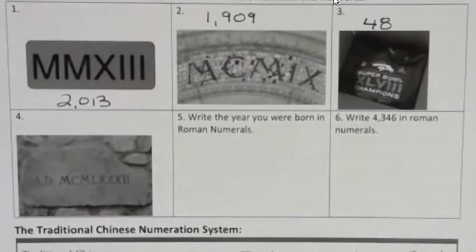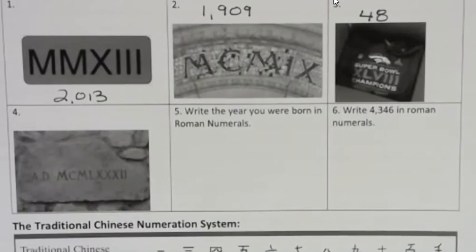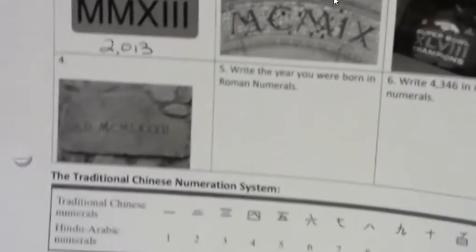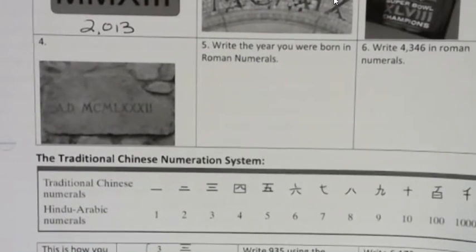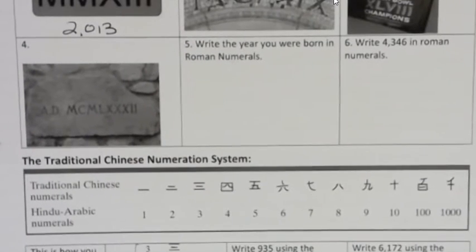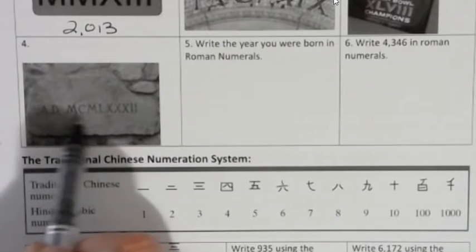All right, you can try the next one on your own if you want to pause the video. Again, we see the MCM. MCM we're going to see a lot on buildings around the United States because it's a pretty new country, and we have a lot of buildings that were built in the 1900s. So we have MCM, that's 1,000, and then 1,000 minus 100, that's again 1,900.